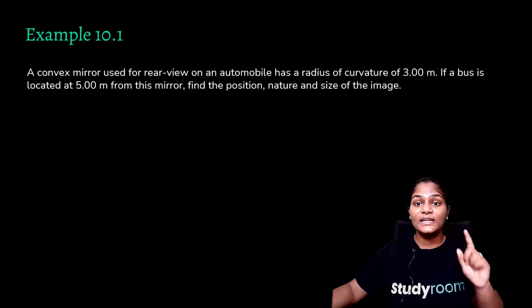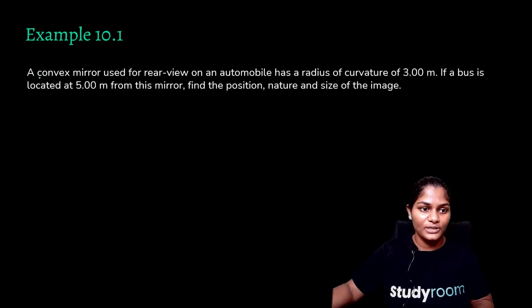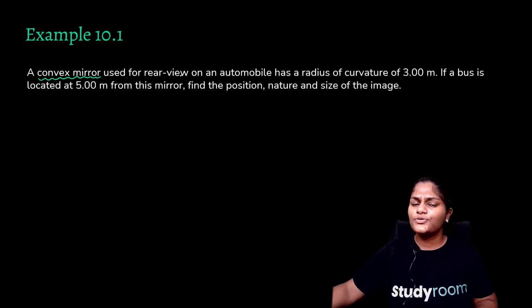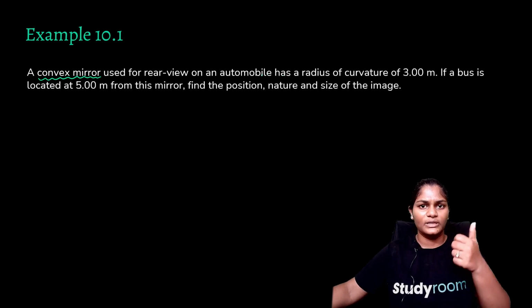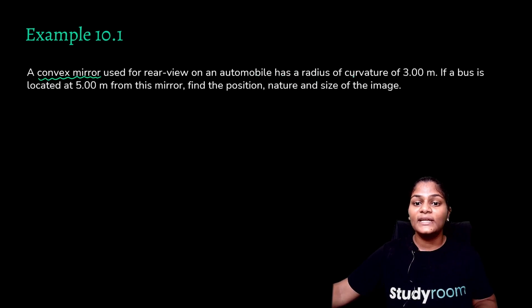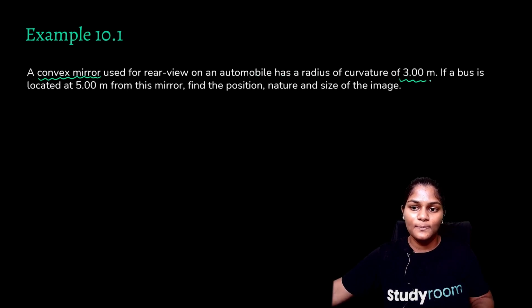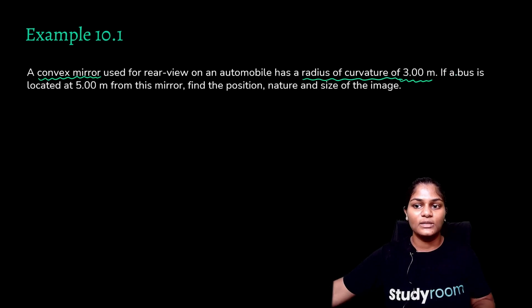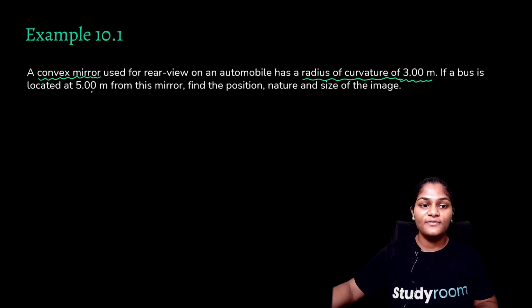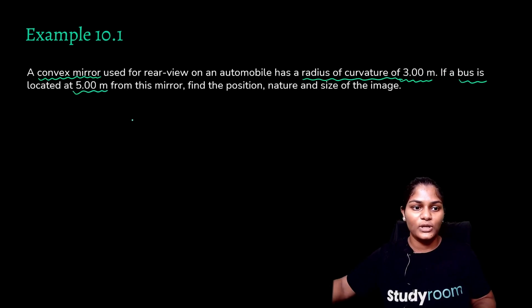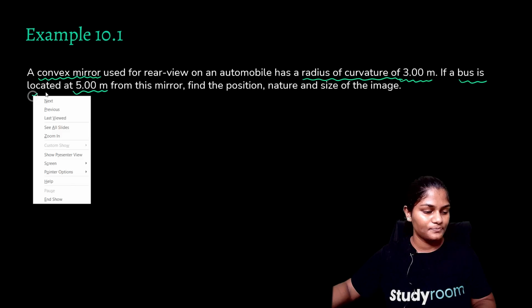The first thing I said is that you have to see what type of mirror it is. Here it is given that we are using a convex mirror. Highlighted. Great. Now, we use it for a rear view in an automobile. We don't need this in the question. It has a radius of curvature of 3 meters. Again, important information. If a bus is located at 5 meters from the mirror, very important, the bus is located at 5 meters.